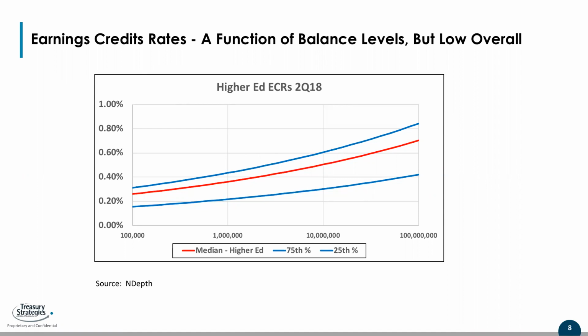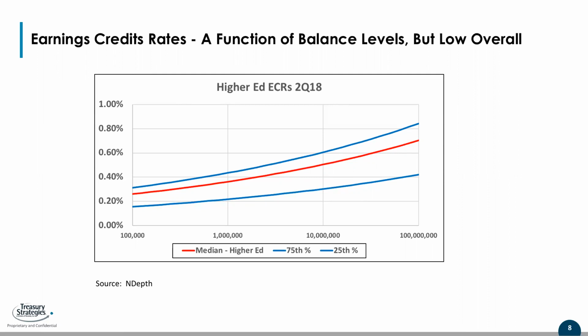The band between the two blue lines is much tighter than we see in other industries as well. So it might say that higher ed is getting a slightly more favorable rate, but there's less latitude for negotiation. That range is 30 basis points on the low side to 61 basis points on the high side. So that's the good news on the earnings credit rate. You're getting an earnings credit rate that's a little bit better than the rest of the market.